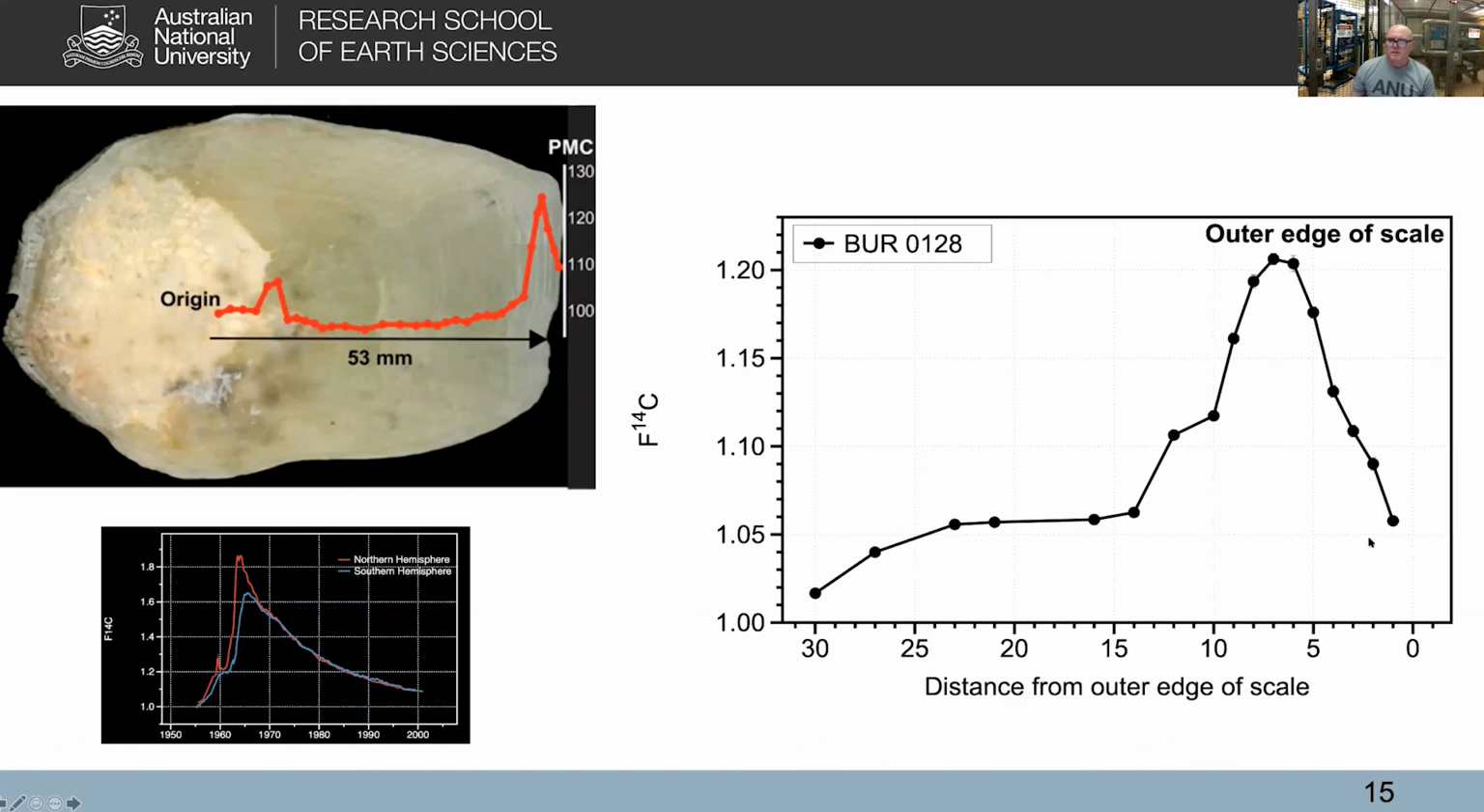And so this is again what the data looks like. So the outside of the scale, we go up to the bomb peak and then back here towards 1950 in what we call the pre-bomb area.